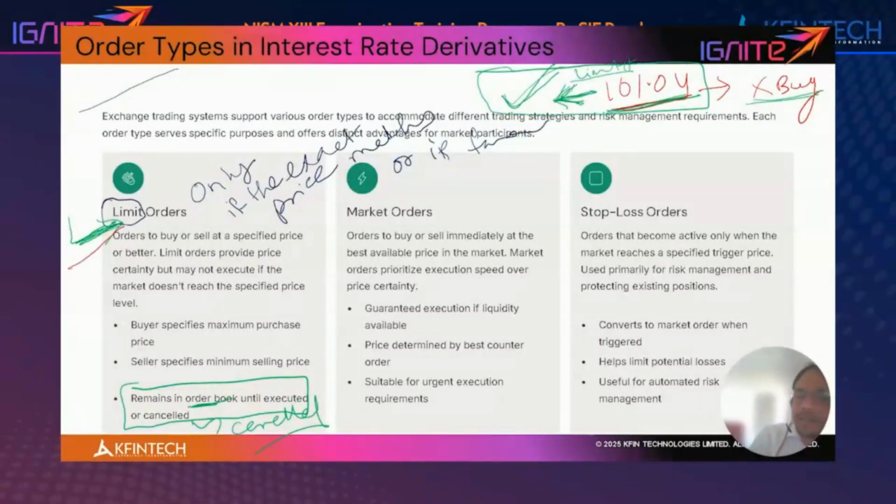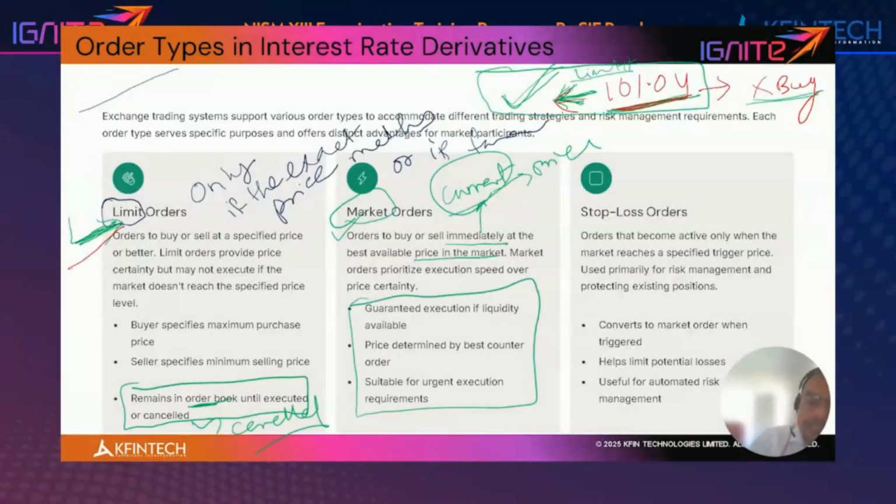Limit means there is a limit that you have set. You will buy at that price or below because you are a buyer. Similarly for a seller on the other side. Second is the market order. As the word suggests, market means current. Market means whatever is the current price. Market orders are orders to buy or sell immediately. Immediately means at the current price, at the best available price in the market.